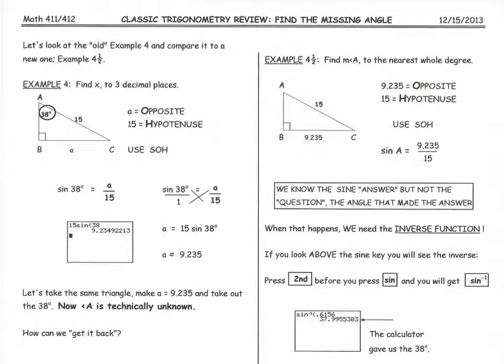So once we have the O and the H, we know we want to use sine, but it's sine of what angle is 9.235 over 15? We know the sine answer. It's the question, the angle, that we don't know. That's what inverse functions do.